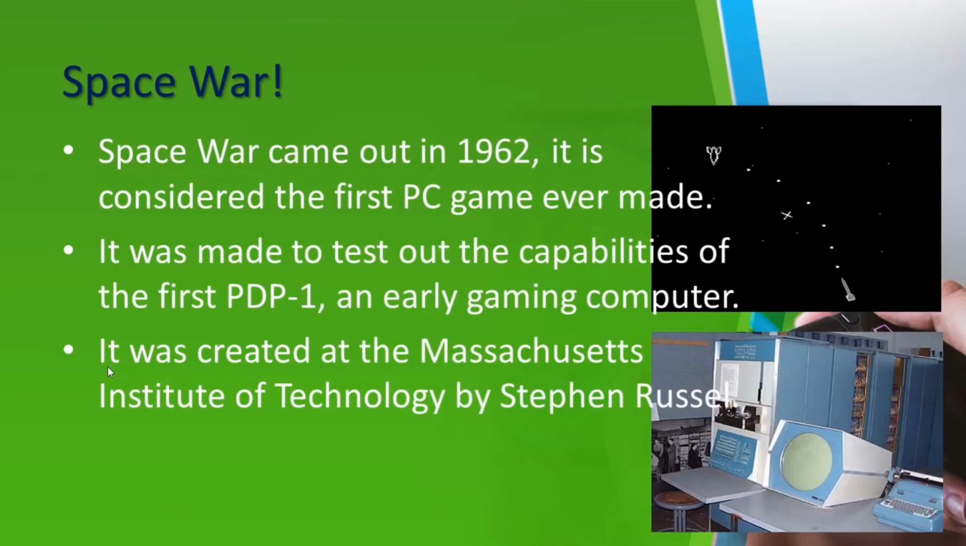So first, Space War. We mentioned Space War earlier in module 1. Space War came out in 1962. It is considered the first PC game ever made. It was made to test out the capabilities of the first PDP-1, an early gaming computer, which is this image in here. Okay, so this is your PDP-1. It was created at the Massachusetts Institute of Technology by Stephen Russell.